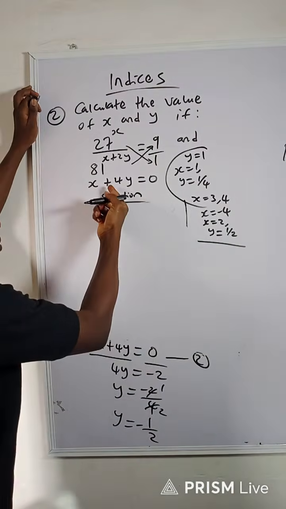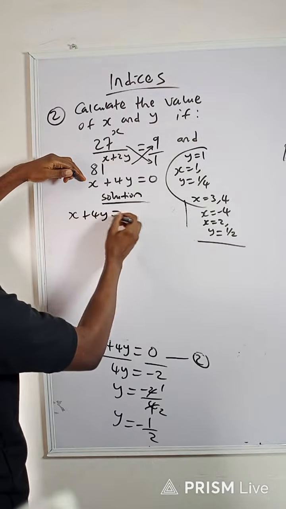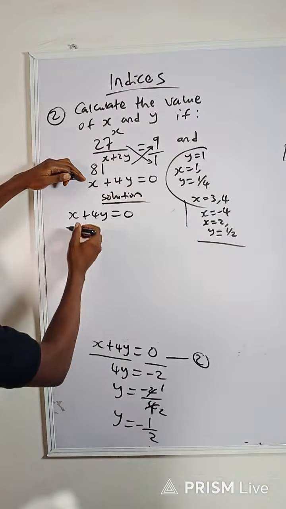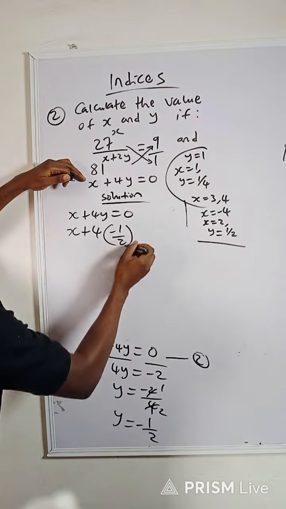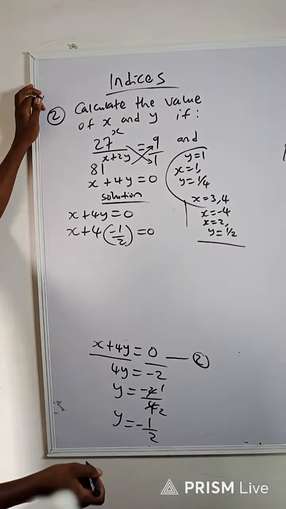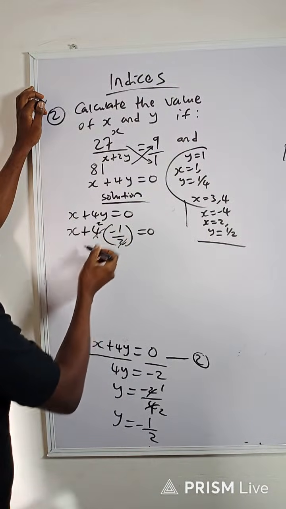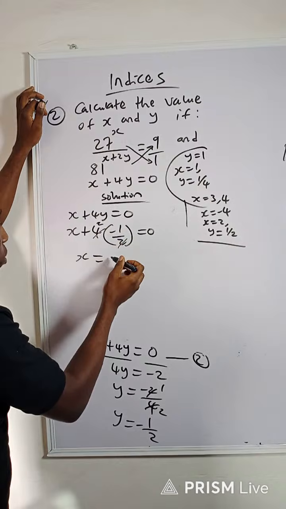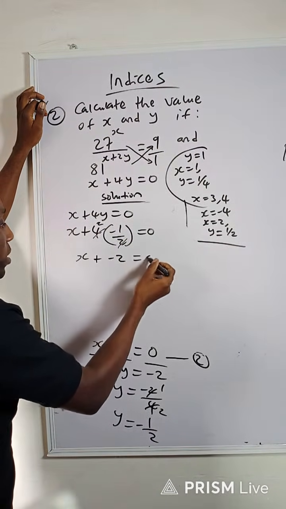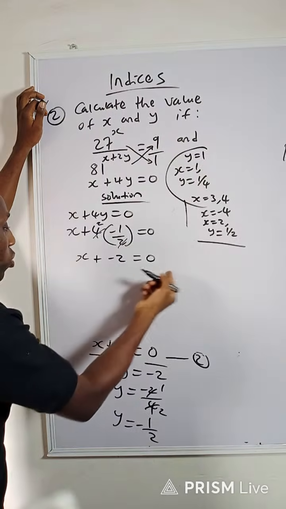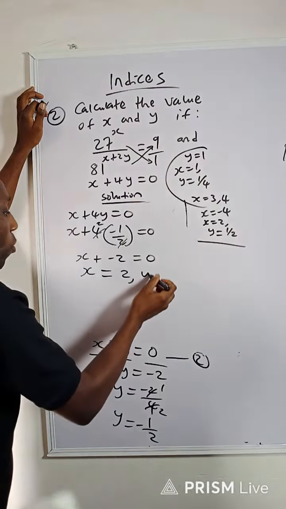So here, I said I was going to use equation 2. x plus 4y is equal to 0. We got y is what? Negative 1/2. So x plus 4 times negative 1/2 is equal to 0. Are you with me? So yes, 2 goes into 4, you have 2. So x is equal to what? 2 times negative 1 is negative 2. This is equal to 0. Add plus 2 to both sides, or move negative 2 to the right-hand side. x is equal to 2. And then y is equal to what?